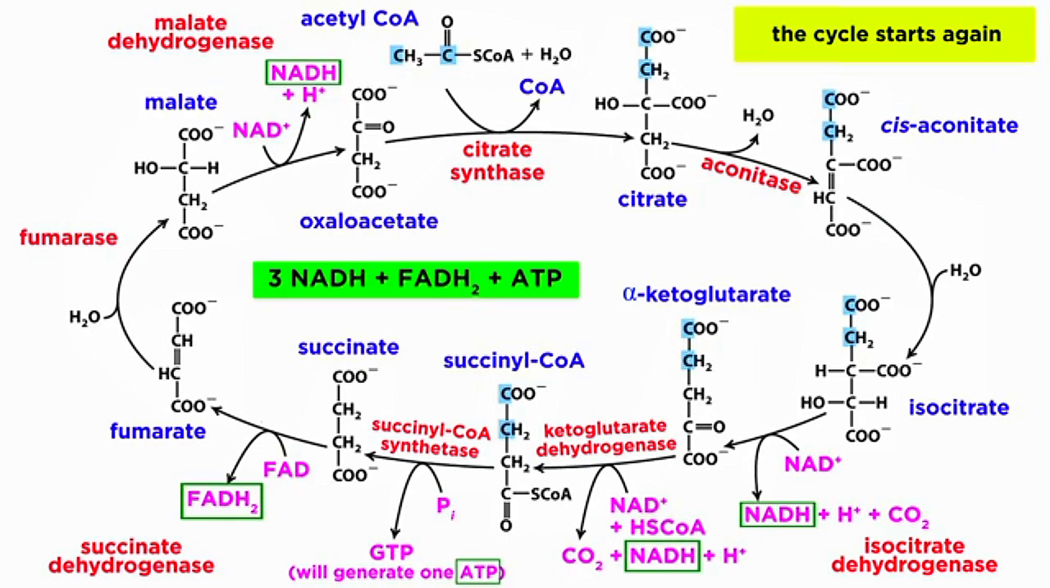So, for every acetyl CoA that enters the Krebs cycle, it produces 3 molecules of NADH, 1 molecule of FADH2, and 1 molecule of ATP. Multiplying this by the 2 pyruvate produced, we get 6 molecules of NADH, 2 molecules of FADH2, and 2 molecules of ATP.